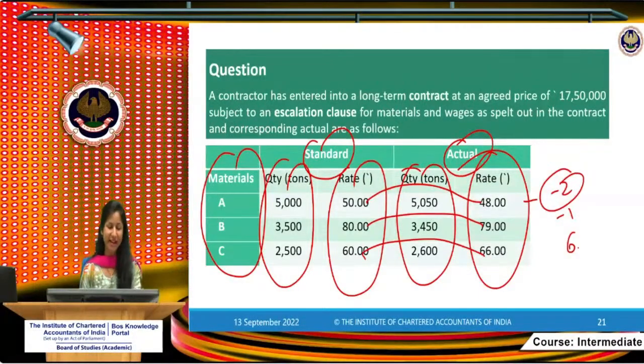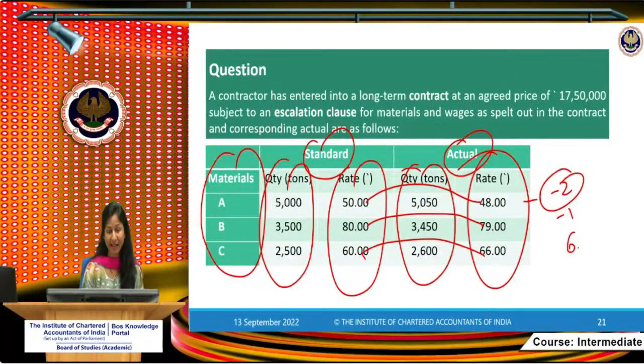Two figures have been provided here, standard and actual. In standard we have quantity and rate, and in actual also we have quantity and rate. Now in standard and in actual there are two differences in what? Quantity also and rate also.